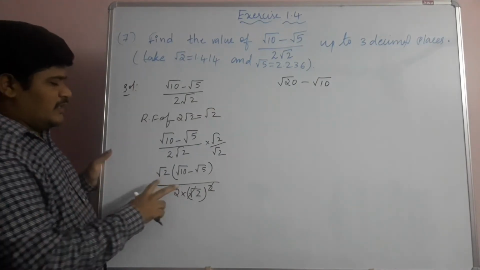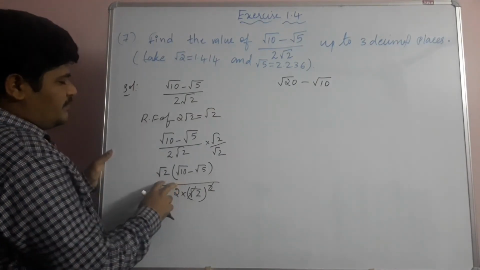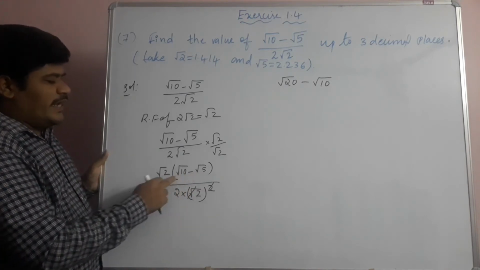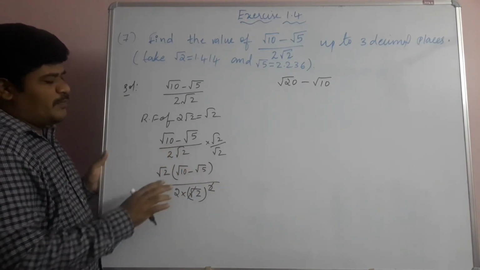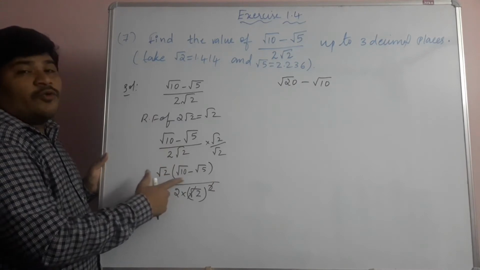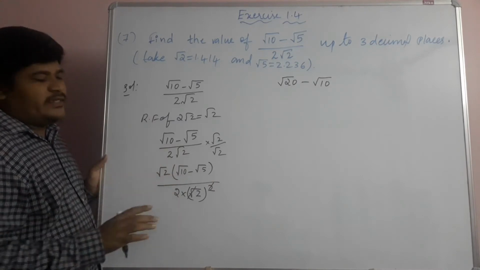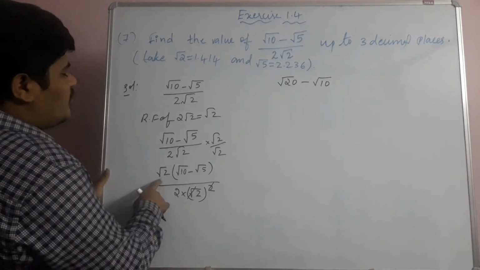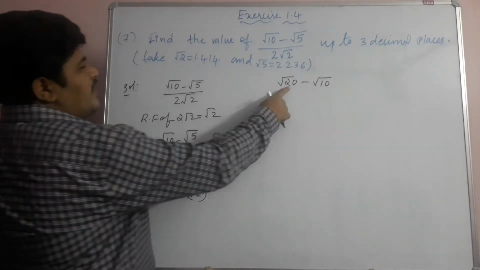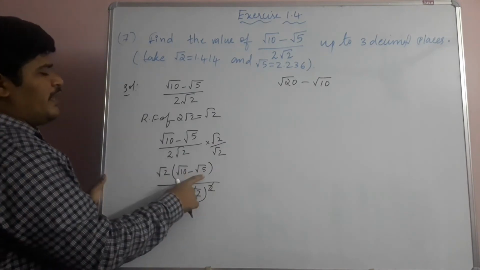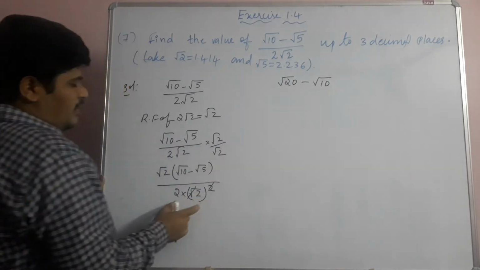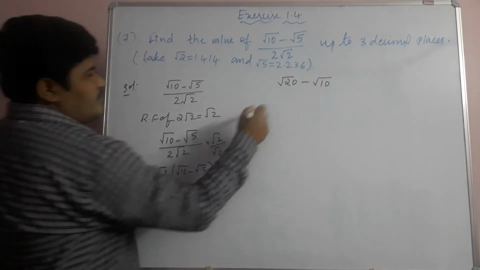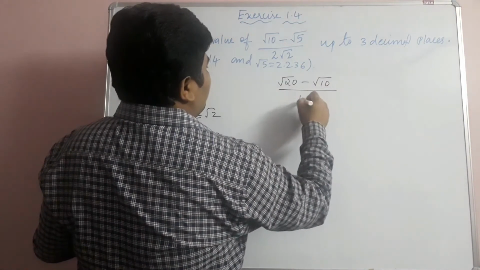First of all, the distributive property. a of (b minus c) is equal to a into b minus a into c, distributive property. And again, root a into root b is equal to what? Root of a into b, right? So root 2 into root 10 is root 20. Root 2 into minus root 5 is minus root 10. By 2 into, here square root cancel, 2 is left, 2 into 2 is 4. So root 20 minus root 10 by 4.